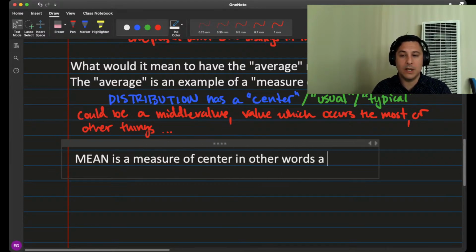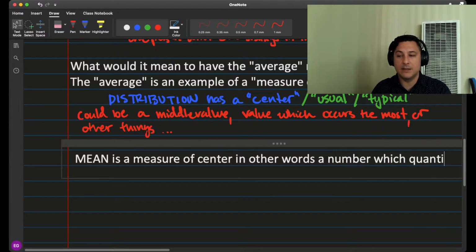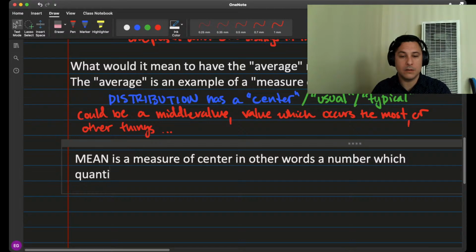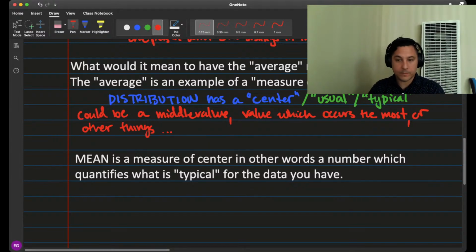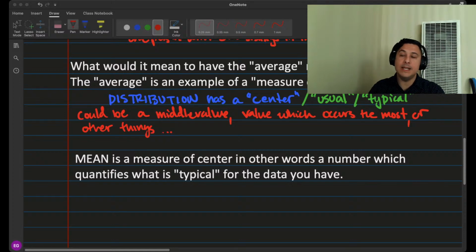In other words, a number which quantifies what is typical for the data you have. And the mean is probably the average that you learned about in high school or grade school. So if you have a bunch of numbers, how do you compute the average? Do you remember the way to do that? Yeah, awesome. You add up all your numbers and divide by the number of numbers.